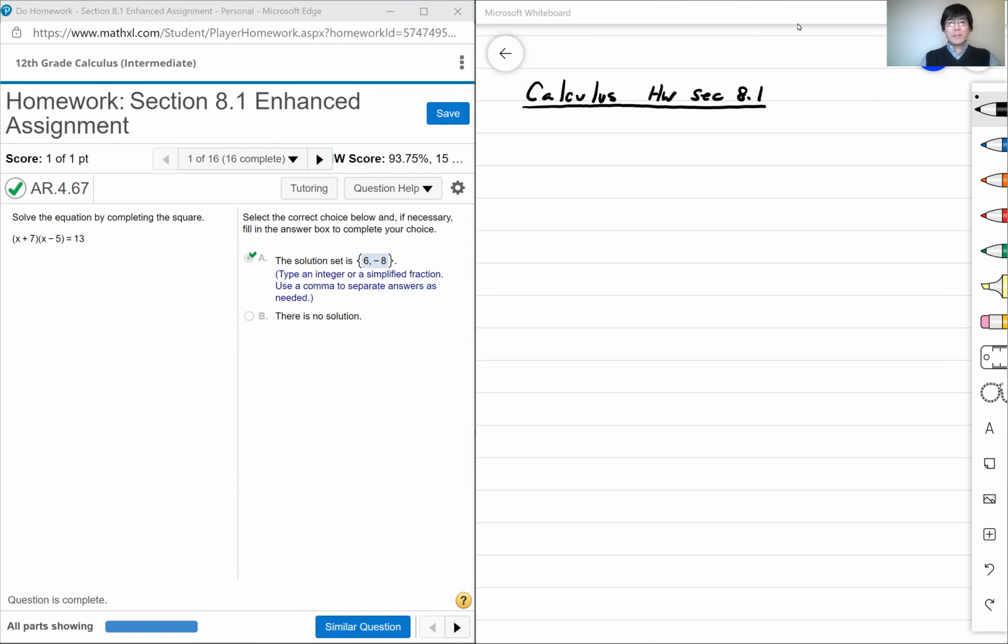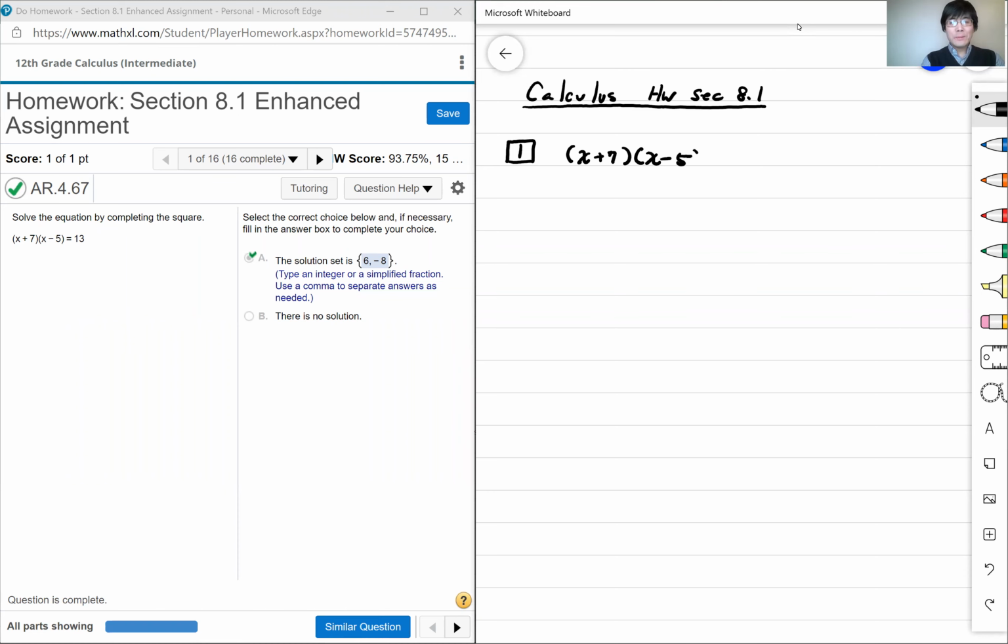Hello. This time I'm going to explain homework problems from section 8.1 of Pearson Calculus. Section 8.1 is about integrations. Okay, so the first problem is just a review problem. Solve the quadratic equation by completing the square.